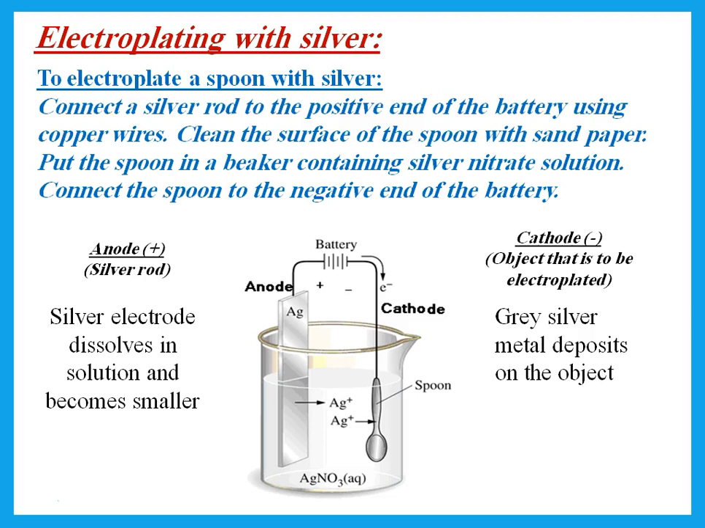Then I put the spoon in a beaker containing silver nitrate solution. Remember that the solution has to be a solution of the metal I'm trying to cover it with. So if I'm trying to cover it with silver, it will be a solution of silver nitrate. If I'm trying to cover it with something else like nickel or chromium, then my solution should be nickel nitrate or chromium nitrate. Connect the spoon to the negative end of the battery, and that will cause electroplating of the spoon with silver. Of course, if I want to electroplate it with another metal like chromium, then my anode will be a chromium rod.